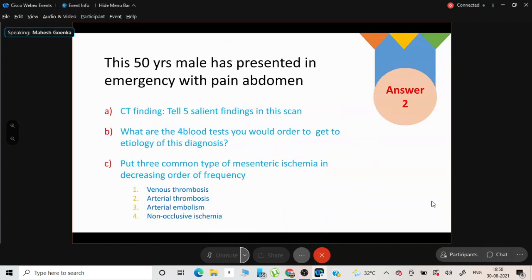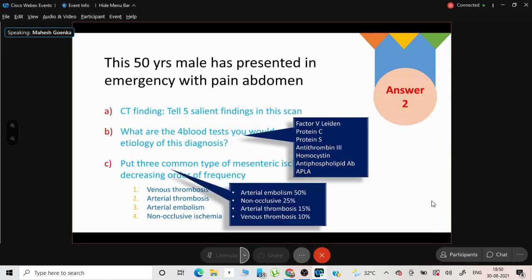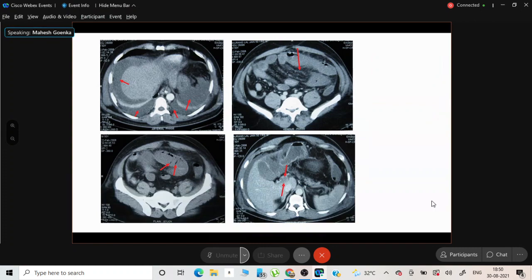So the second question was about the CT scan. Let me first show you the CT scan. I have put the markers here. You can see the various markers. So there is bilateral pleural effusion, there is ascites, there is thickening of the small bowel, there is air in the valvulae conniventes, small bowel loops in the folds. And here you can see the portal vein is not taking up the contrast as compared to the aorta and the IVC, and this means that this is portal vein thrombosis.